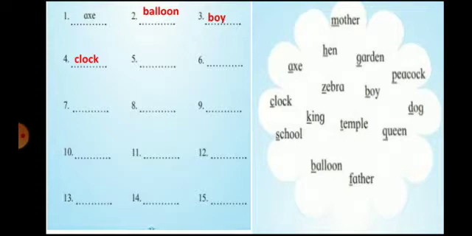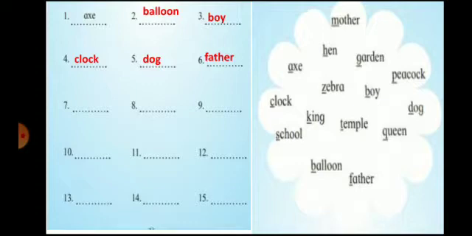Now after C comes D. So do we have any word with D? Yes, dog. So we will write the word dog. After D comes E. There is no word with E. So we will find the word with F. Do we have? Yes, we have the word with F, that is father. So we will write the word father.